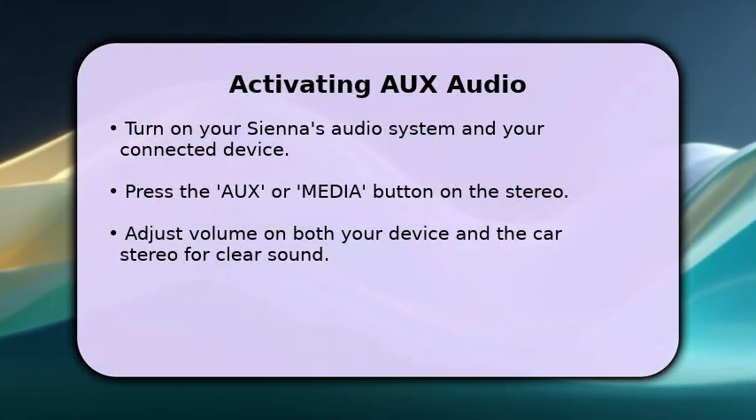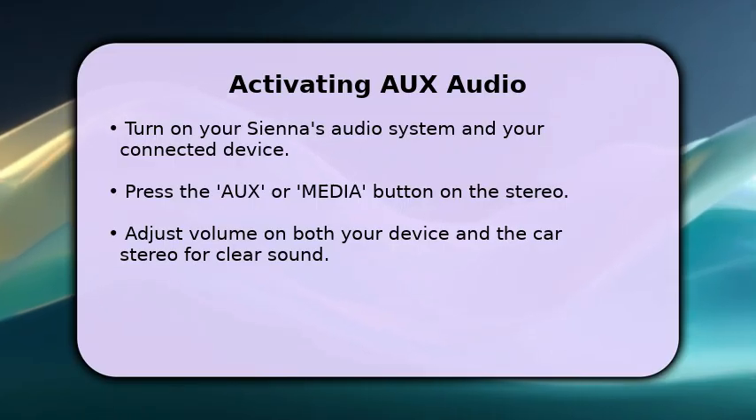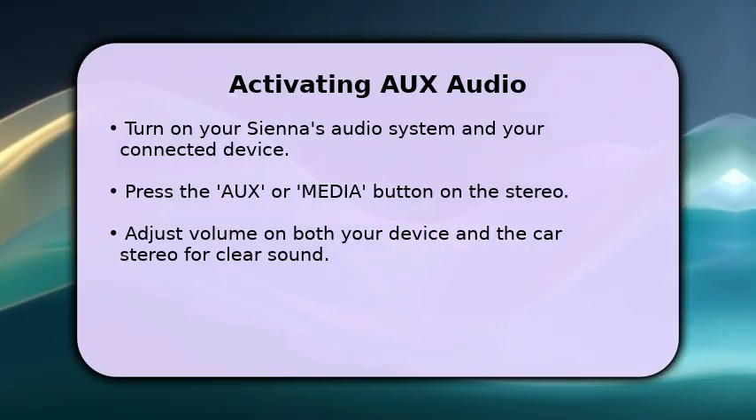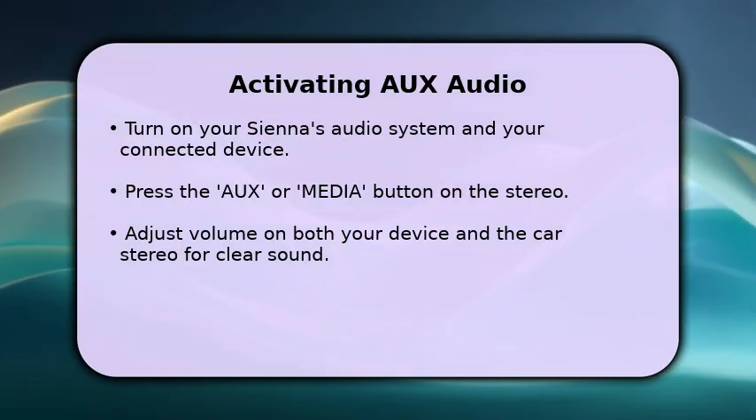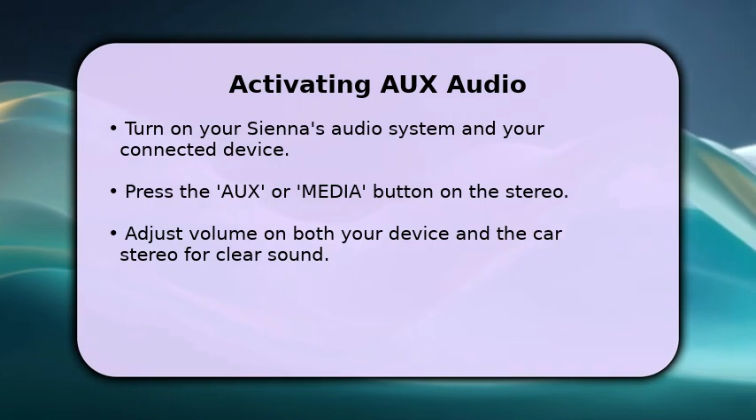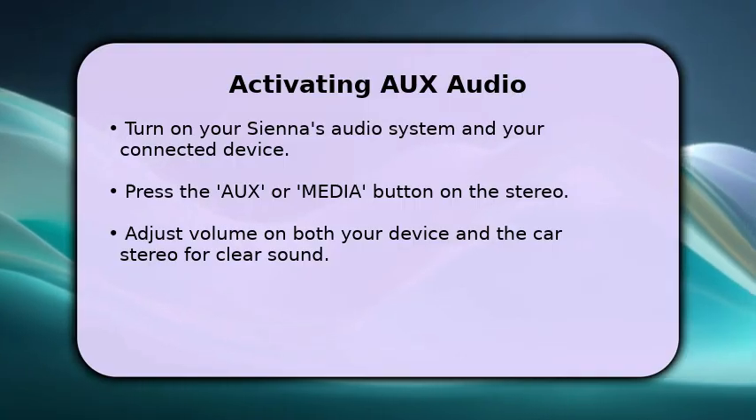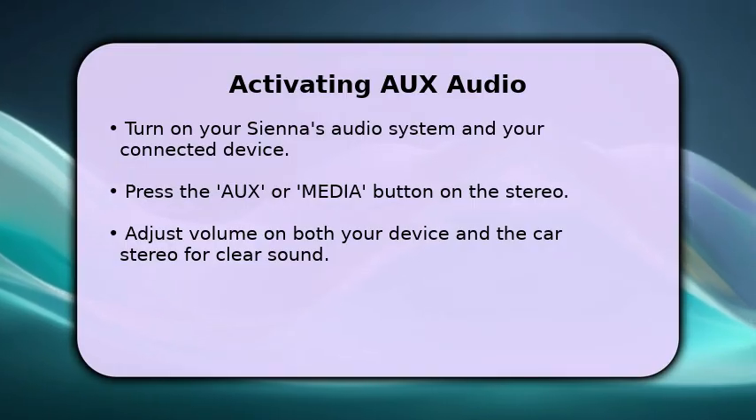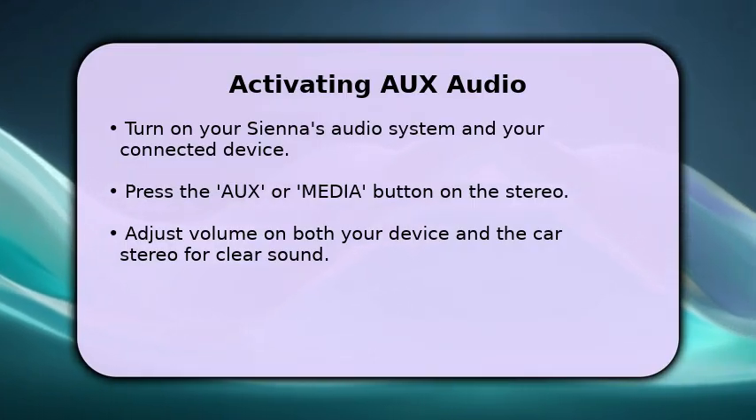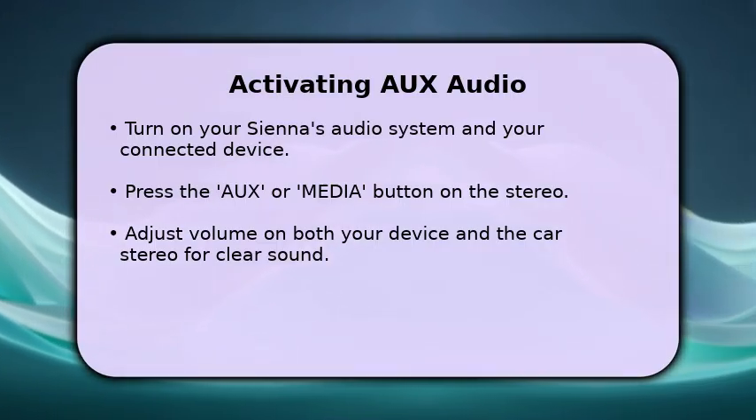Once your device is connected, it's time to activate the auxiliary audio. First, make sure both your Sienna's audio system and your portable device are powered on. Then, locate the AUX or media button on your car's stereo and press it until AUX appears on the display. You can then start playing music from your device. Remember to adjust the volume on both your portable player and the Sienna's stereo to achieve your desired listening level and sound clarity.